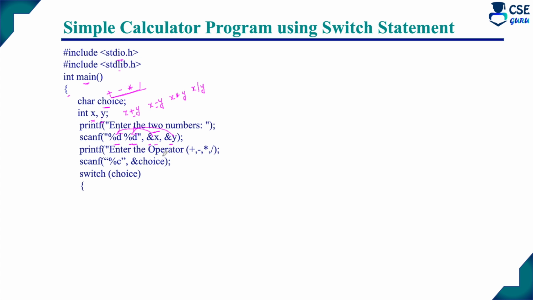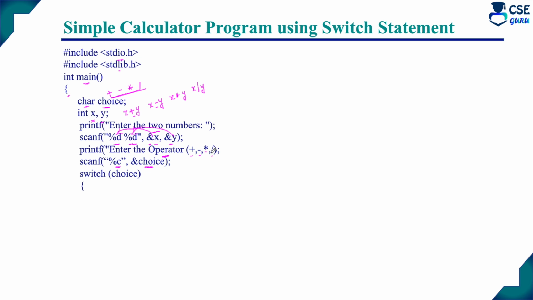Next, we need to enter the operator. See, we have accepted two operands as input. The next step is, what is the operation you are going to perform? That operator you need to enter. Plus for addition, minus for subtraction, star for multiplication and slash for division. Whichever operator you enter will be stored in the variable choice. Choice is a character variable. Since this is a special operator, we have used a character variable. And the format specifier for a character variable is %c.